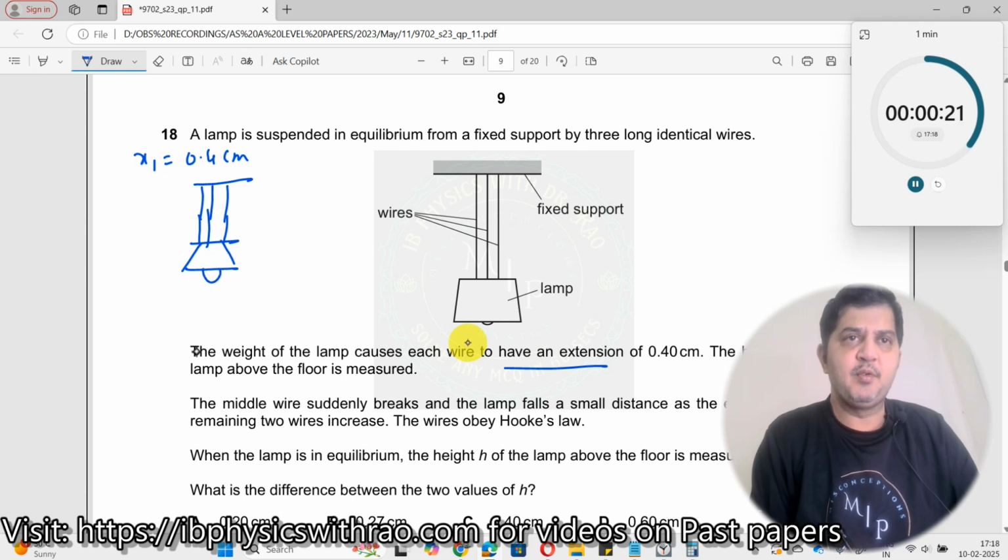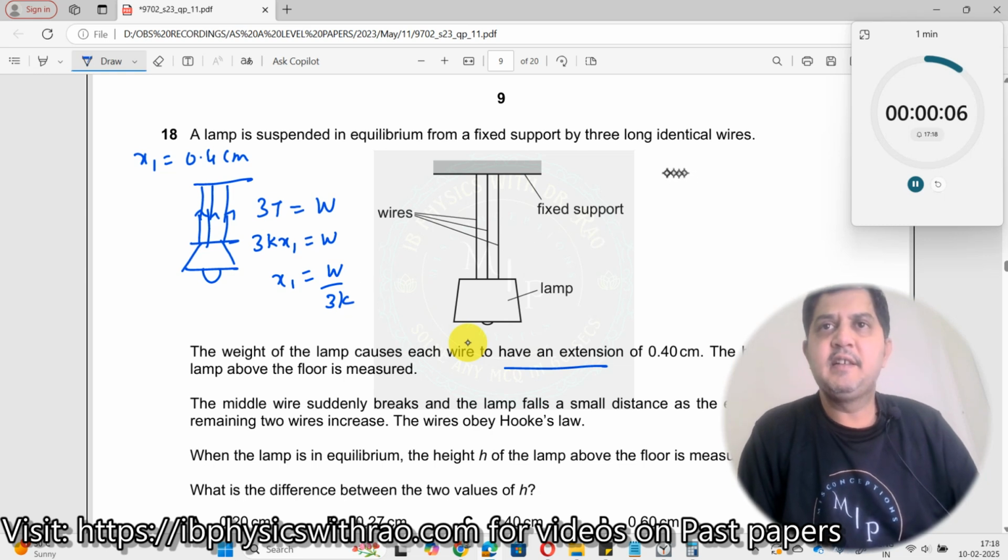So I put the lamp over here. Each wire is said to have a tension T. So 3T will be equal to W, and we know tension equals Kx. So 3 times Kx1 is equal to W, or x1 should be equal to W by 3K. We got this one. Second case, what happens?